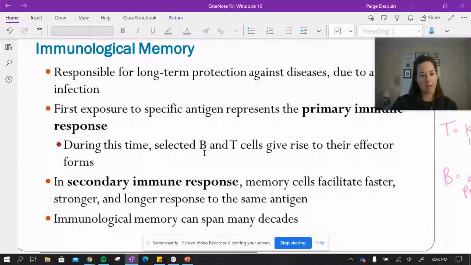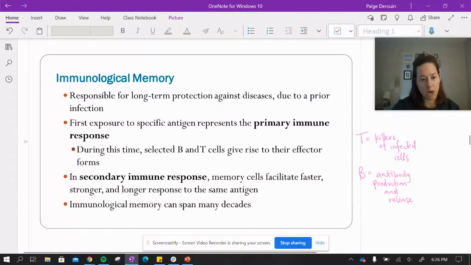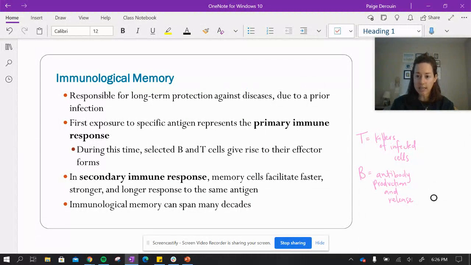All right, now let's talk about how your immune system is able to remember different pathogens. So now we're talking about the third line of defense, the T cells and the B cells, and this is also related to your acquired or adaptive immunity. So this is going to be responsible for long-term protection against specific pathogens. Usually it's due to a prior infection, but it also could be due to a vaccination or passive immunity, which would be something like receiving antibodies through the breast milk of your mother. But we'll talk about prior infections first.